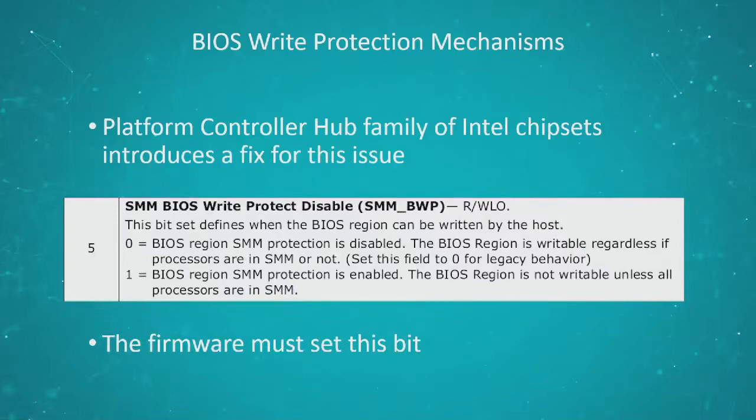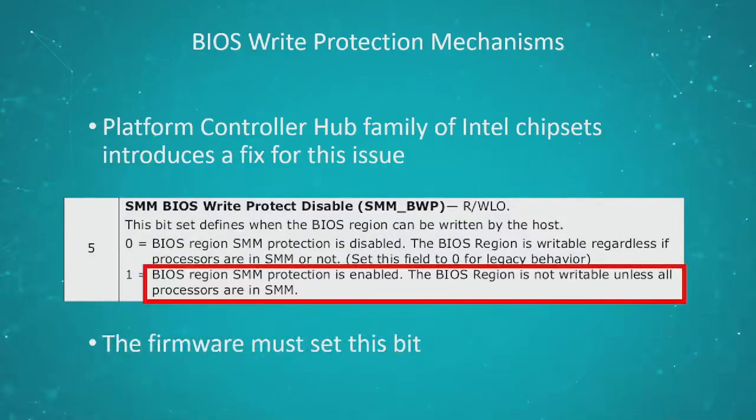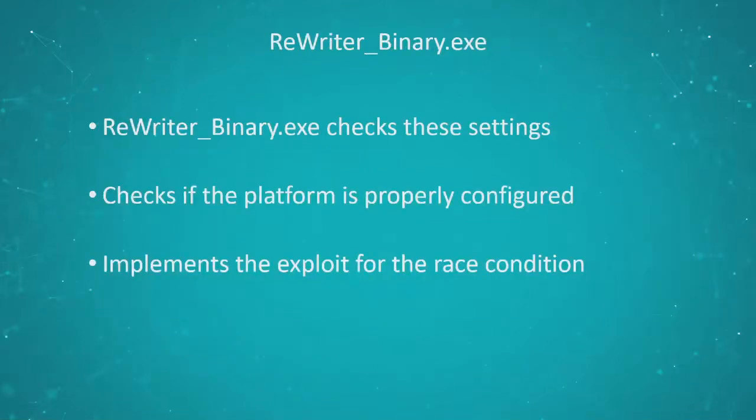The name is a bit misleading, but if you remove disable, that's actually what it does. So how it works is, if this mechanism is activated, it won't be possible to write to the BIOS region unless all of the cores of the processor are running in system management mode. And once again, this bit must be set by the firmware. Okay, so now let's go back to RE-Writer binary. So of course, if I introduce all of these mechanisms, it's because RE-Writer binary checks for them. So it will check if the platform is properly configured, and it implements the exploit for the race condition.